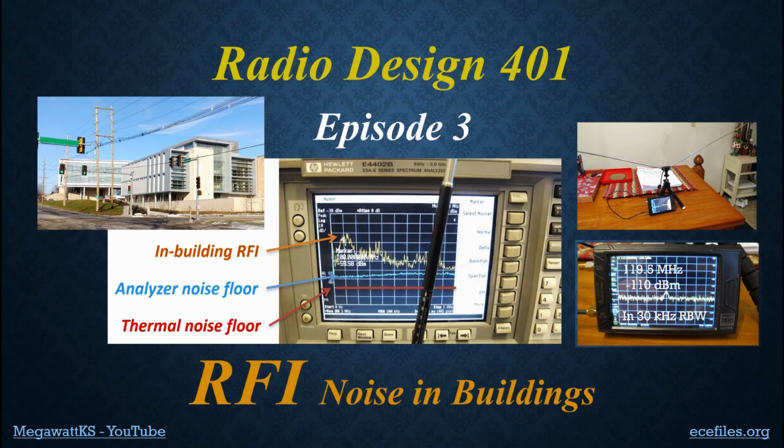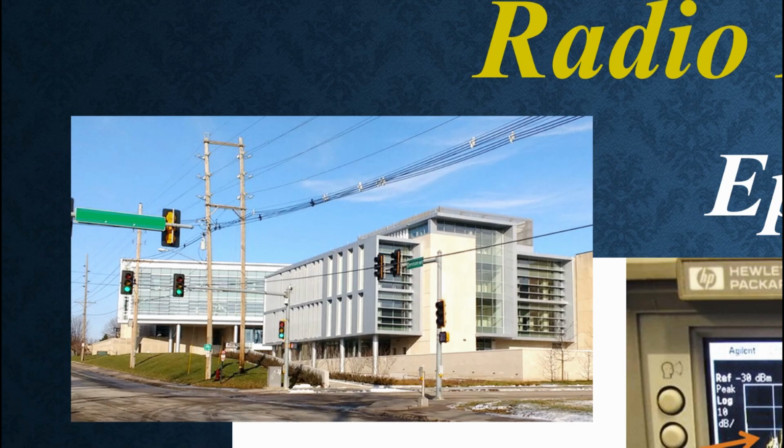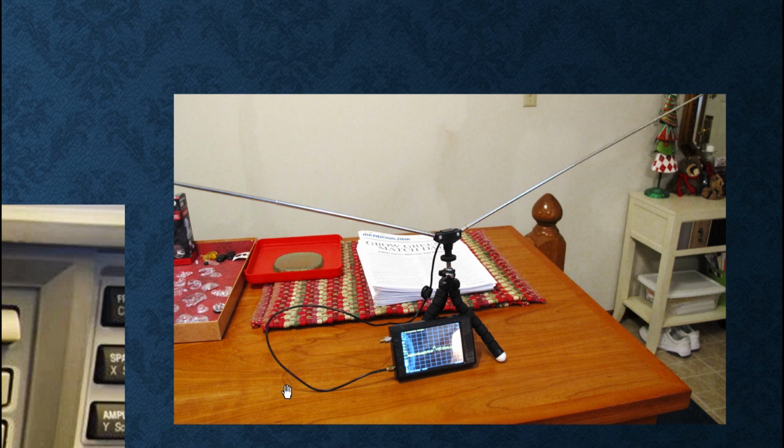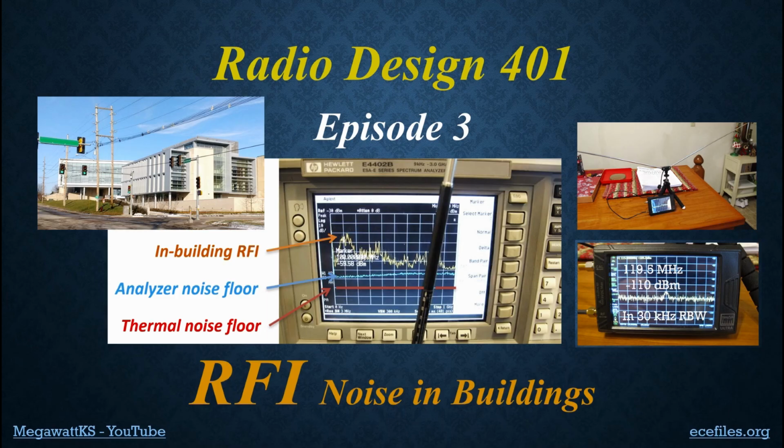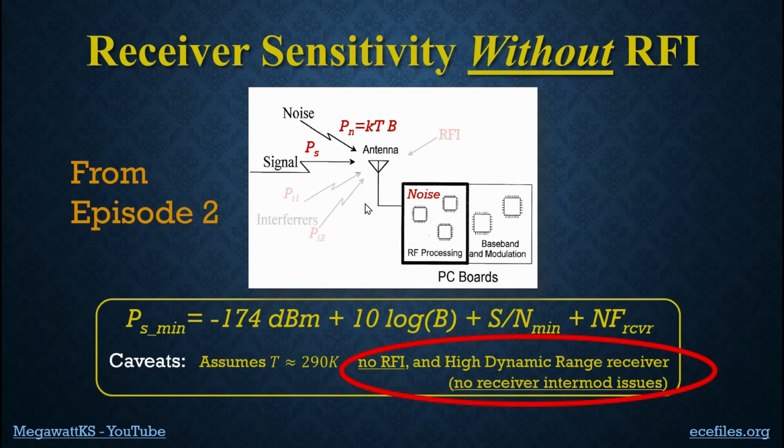Welcome. This episode in our Advanced Radio Design 401 series is going to focus on radio frequency interference in buildings. And we're going to look at both commercial buildings and levels of interference that you might find in a residential house. And we're going to quantify that interference using spectrum analyzers and talk about how strong that interference is relative to, for example, the thermal noise floor, which we talked about extensively in episode 2.